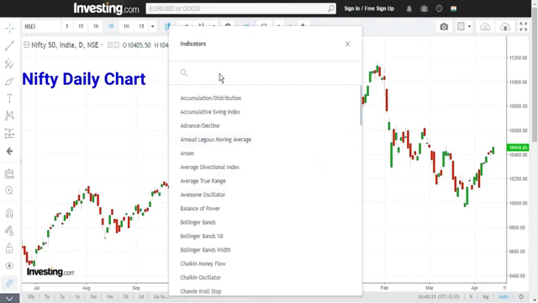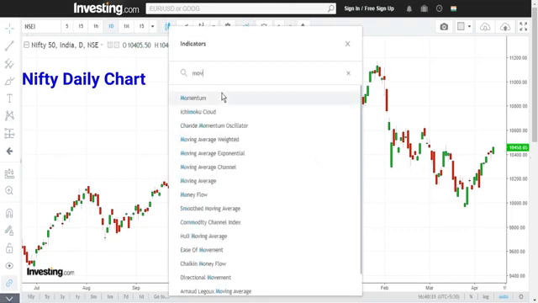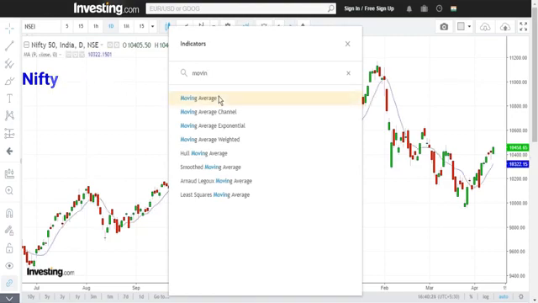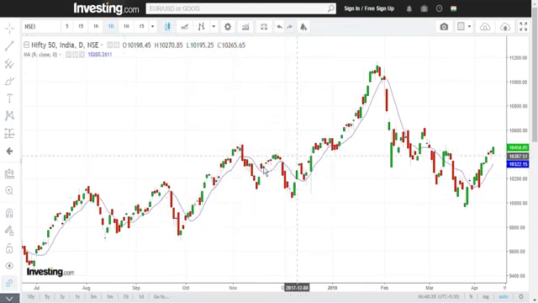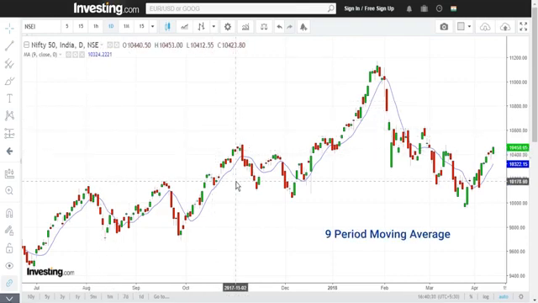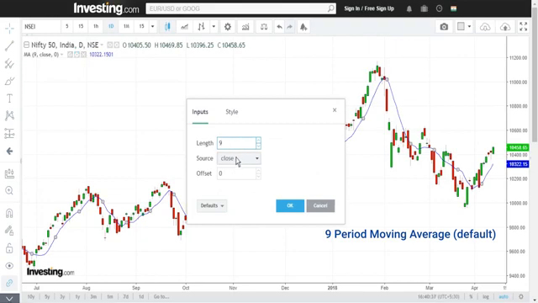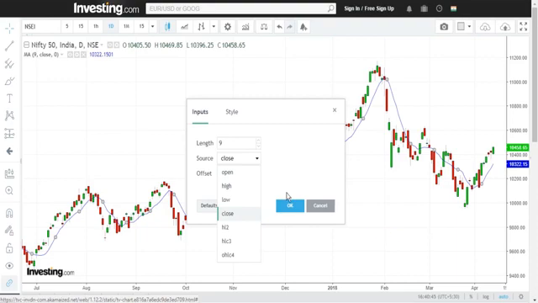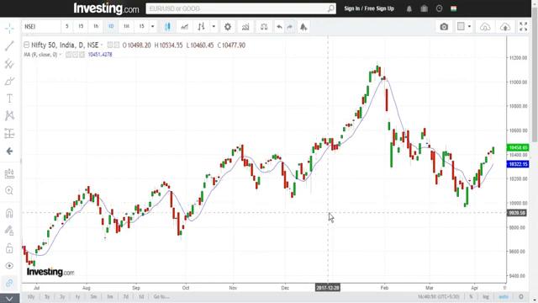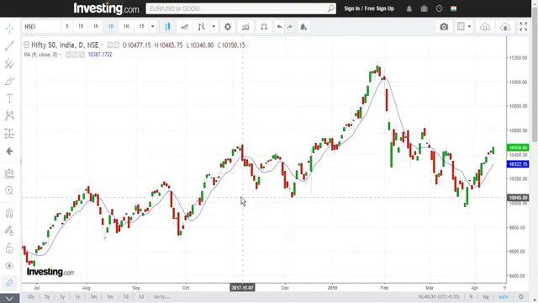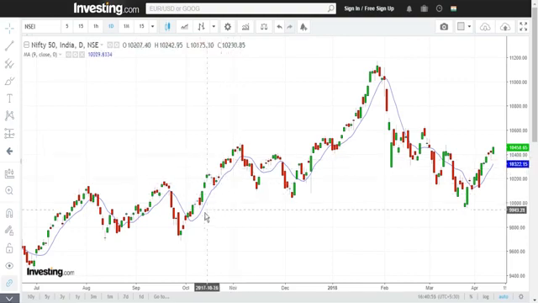First, we put moving average. This is a simple moving average that will be selected, and we select moving average here. Here it is showing a 9 period moving average as a default. We can go here and change the periodicity, and we can select open, high, low, close and many other kinds of prices for plotting the moving averages. Now, let us remain in the default value only, and as we can see, a shorter term moving average normally follows the price.